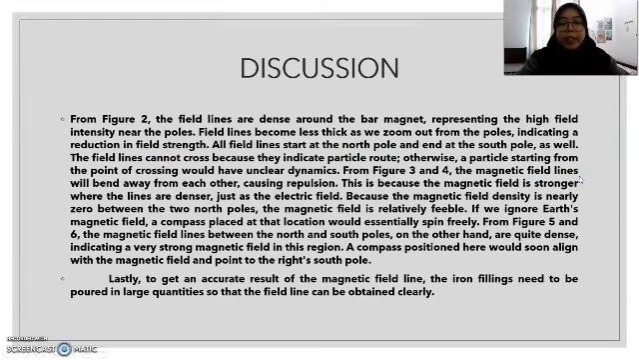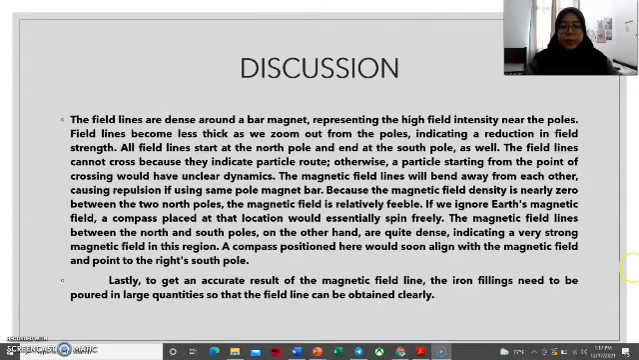So for discussion, the field lines are dense around a bar magnet, representing the high field intensity near the poles. Field lines become less thick as we zoom out from the poles, indicating a reduction in field strength. All field lines start at the North Pole and end at the South Pole. The field lines cannot cross because they indicate particle paths. Otherwise, a particle starting from the point of crossing will have unclear dynamics.